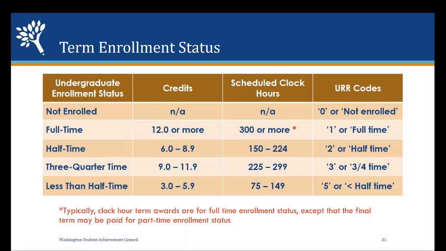Half-time is usually 6 to 8.9 credits, or 150 to 224 clock hours, and it should be coded with a 2 or half-time. 3/4 time is 9 to 11.9 credits, or 225 to 299 clock hours, and the code is 3 or 3/4 time. Less than half time is usually 3 to 5.9 credits, 75 to 149 clock hours, and should be coded as 5 or less than half time. Clock hour schools can have 5 terms to report.